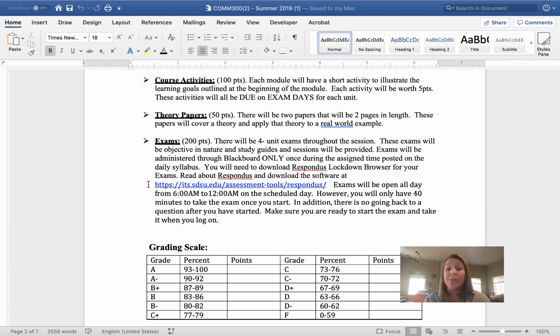open all day from 6 a.m. till midnight on the scheduled day you see in the syllabus. However, you don't have from 6 a.m. until midnight necessarily to actually be doing the exam. You will only have 40 minutes to take the exam once you start. The tests are 25 questions. You're allotted 40 minutes, and there is no going back to a question after you start it.